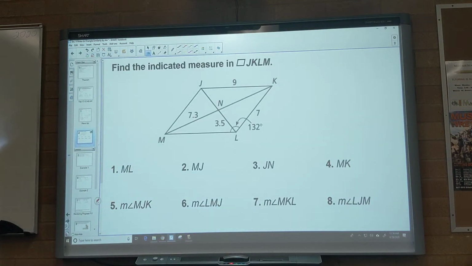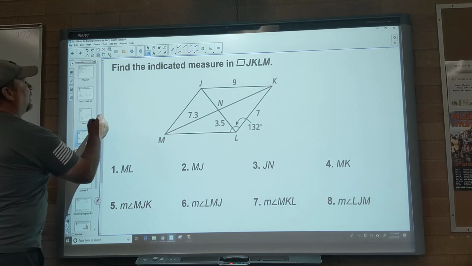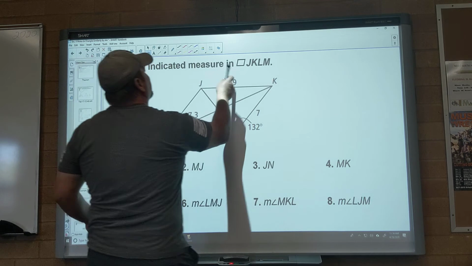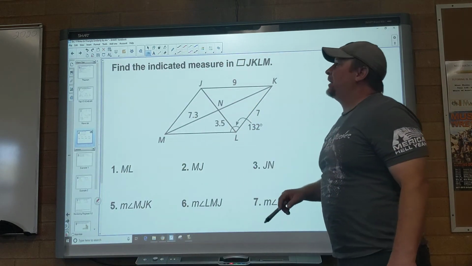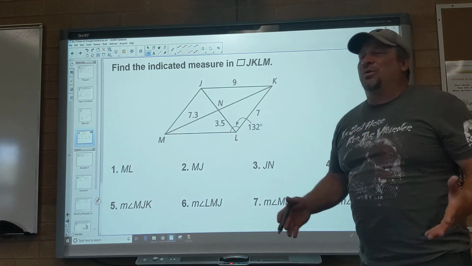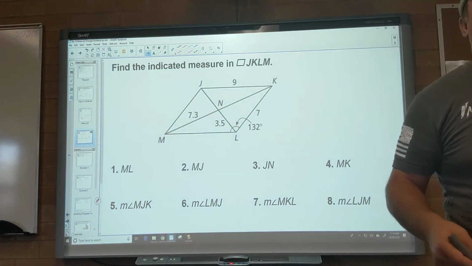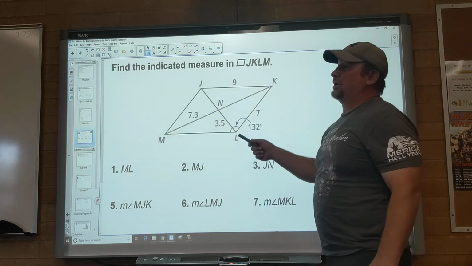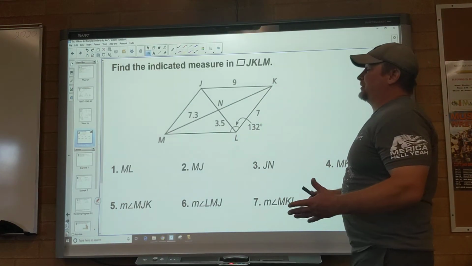All right. We want to take turns on this one? Okay. We're going to start out. We're going to find the indicated measures in this. Remember what this shape means. Parallelogram. Parallelogram JKLM. Now, you're probably thinking, well, wait a minute. We've just been talking about triangles. So how's this going to relate? Well, look how many triangles are inside this shape. There's a lot of different triangles, you guys.